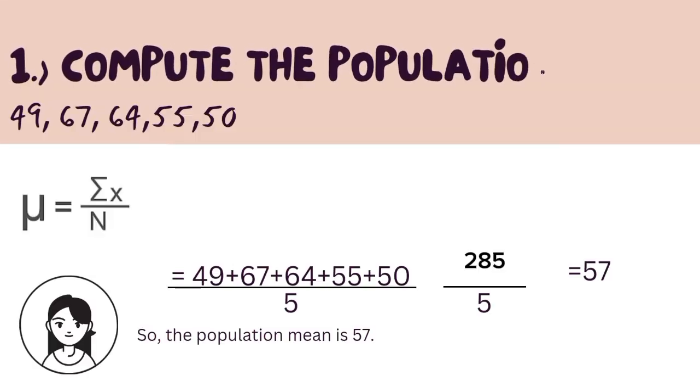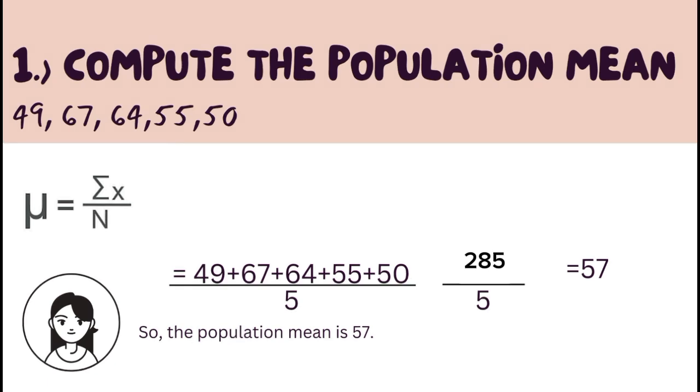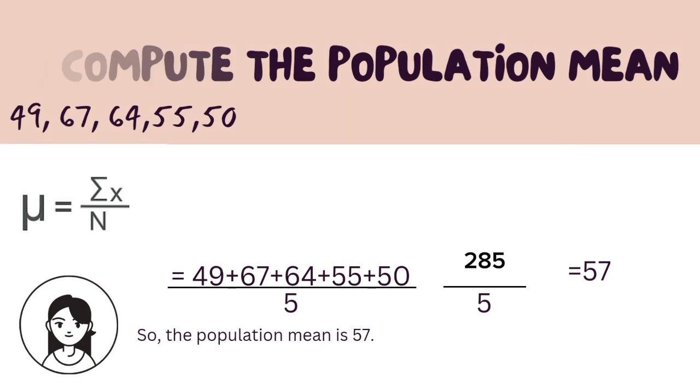Step 1. Compute the population mean. In order to get the mean of the population, just add all the elements of the population and divide by the total number of elements of the population. After adding 49, 67, 64, 55, and 50, we have the sum of 285. Divided by 5, we have 57. So the population mean is 57.